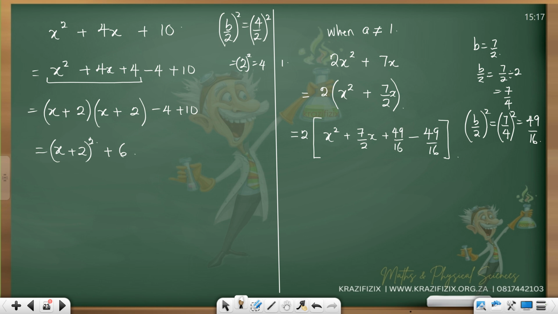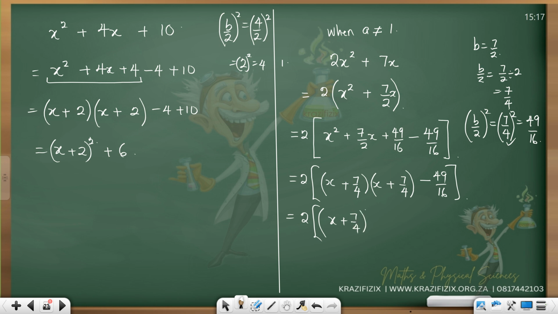Same story. The only difference is there's a 2 outside. Now, I'm going to factorize. Open 2 brackets. Do you see I have a 49 over 16? I'm going to do another one without a fraction. Okay, what would I have here? X. What do you think I'll have here? It's your b over 2, which is 7 over 4. Positive and positive. 2 into bracket, x plus 7 over 4 squared. Don't worry, there's a shortcut, but I need us to do this first.